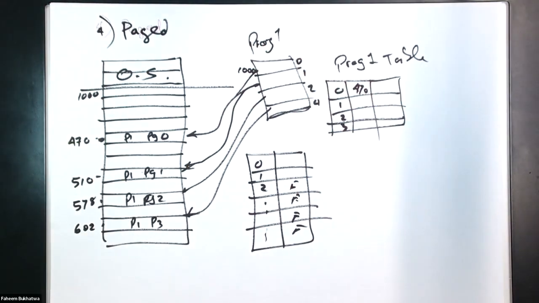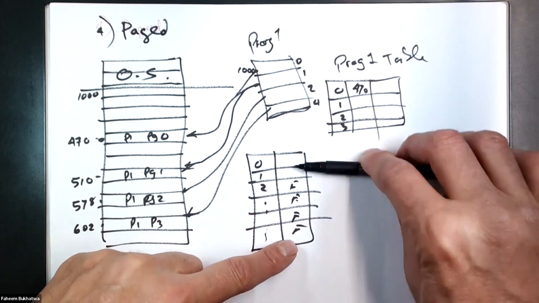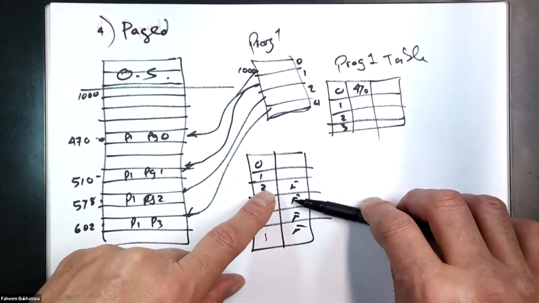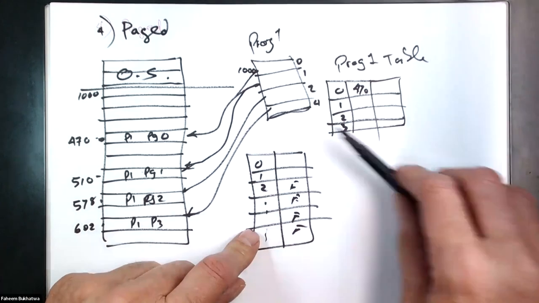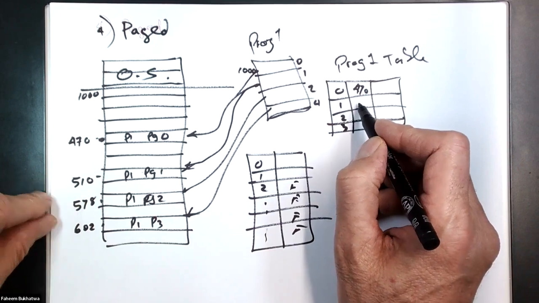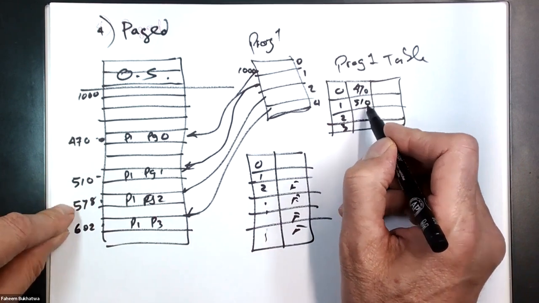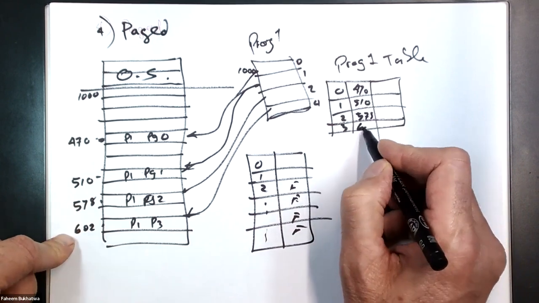But they're not all free. How do we find out? Every time a program comes in, the memory manager will go down the table and look. Is there a free page here? I need 5 pages free. So it goes down and allocates the program, and it will write here where each page is located. So that's in 510, that's 578, and 602, and so on.